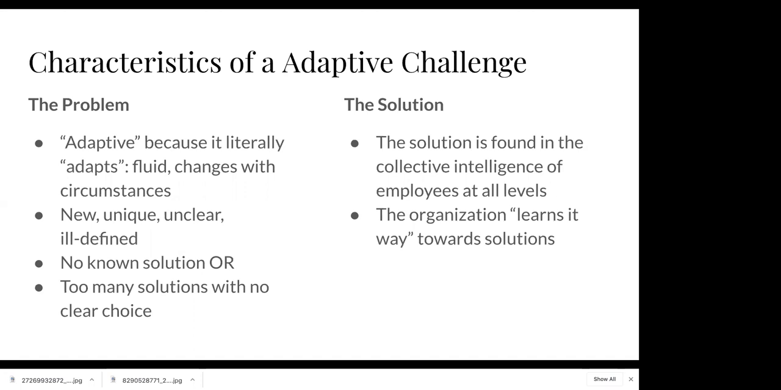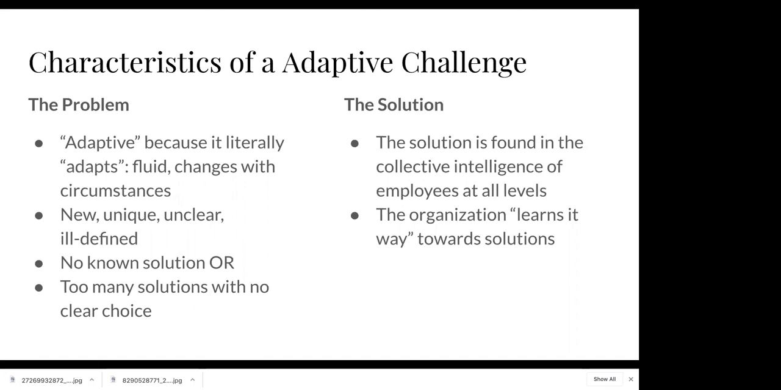One example of an adaptive challenge is placement reform. So placement reform in English and math literally adapts itself. So you make one change and then everything changes. And it's a fluid thing. And it does indeed change with circumstances because every college's student population is so different. And the size, the geography, so the challenge is adaptive in that sense. And there are solutions, but there's so many solutions that sometimes it's hard for a department to make a choice.